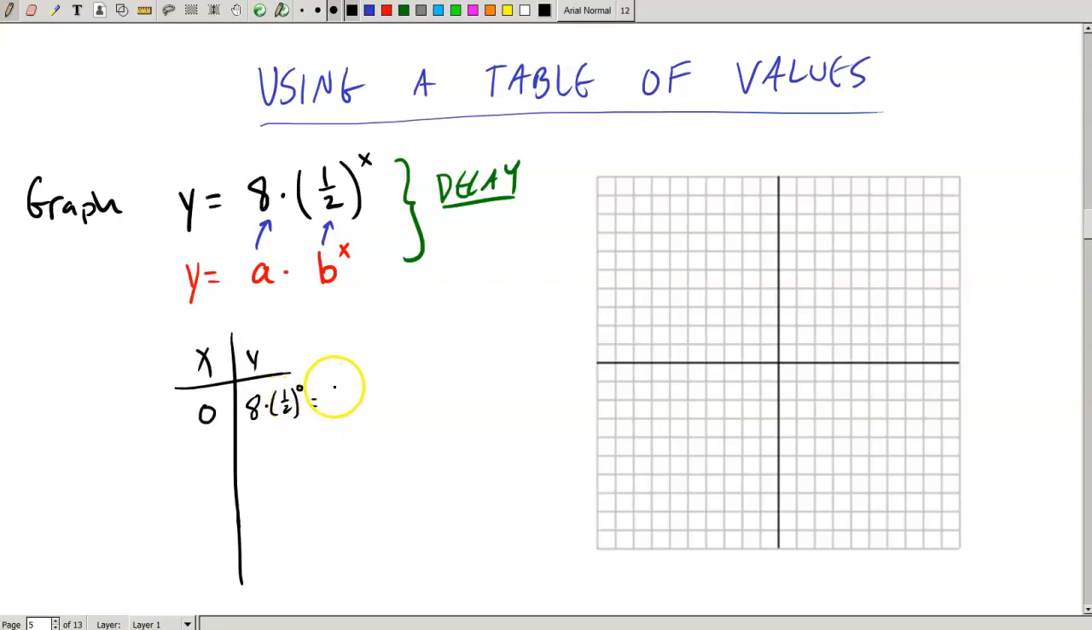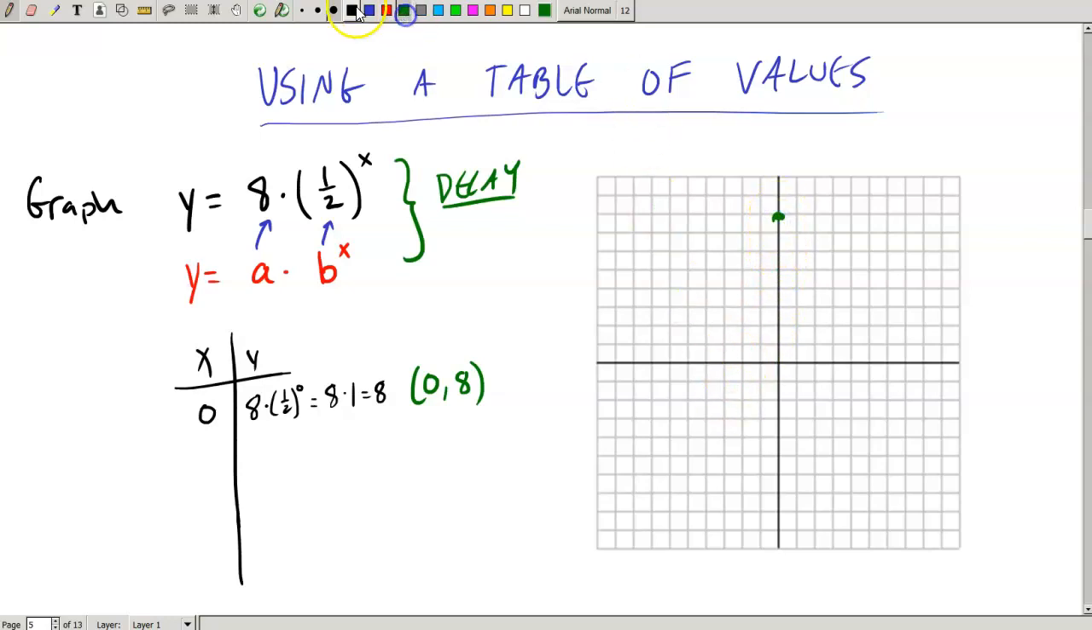So this is the same thing as 8 times 1. So this would be 8. So that means that my point, if I plugged in 0, I would get 8 as one of my points. 1, 2, 3, 4, 5, 6, 7, 8. So I have this point right here.